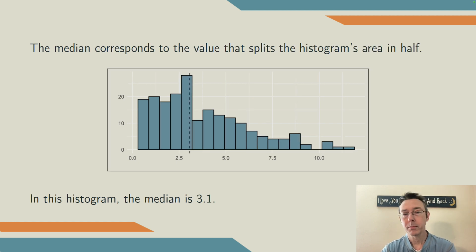The median corresponds to the value that splits the histogram's area in half, and in this case that's at around 3.1. Remember that in a frequency histogram, counts are represented with area. So if we're splitting the area in half, we're splitting the counts in half. There should be half of the values in the data set to the left of that vertical line, and half of the values to the right.